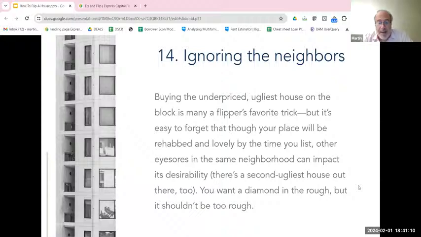Ignoring the neighbors? Absolutely not. Buying an underpriced, ugliest house on the block is many flippers' favorite trick. Let me buy the ugliest house, get the greatest deal. But it's easy to forget that your place will be rehabbed and lovely by the time you list it, and other eyesores in the same neighborhood can impact its desirability.